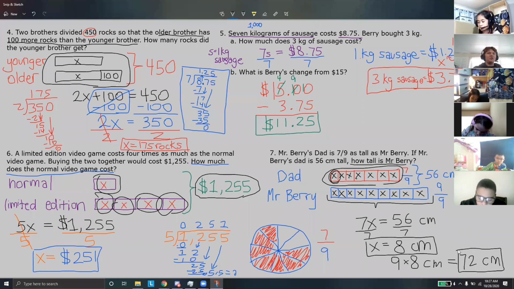Great, 72. So I could write that Mr. Barry is 72 centimeters tall, and I am absolutely not 72 centimeters tall, but it's all right, because my dad's also not 56 centimeters tall. Beck's a little bit short. So, there we go, students. Great.